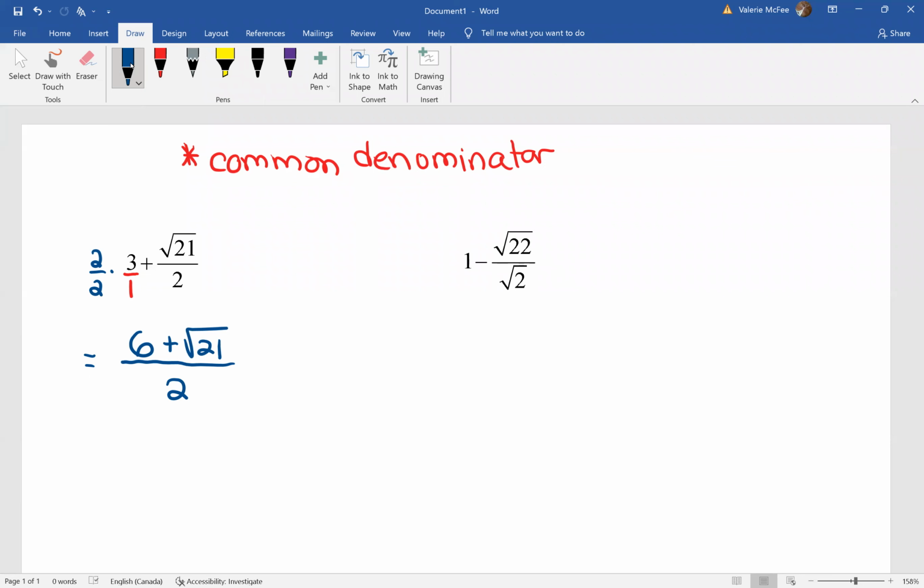There's no simplifying that can happen here. I know some of you want to divide out this, but you can't. 6 is not a factor, it's a term. Remember, I've said this many times, factors multiply, terms add and subtract. The second thing we want to remember to do is to rationalize our denominators.